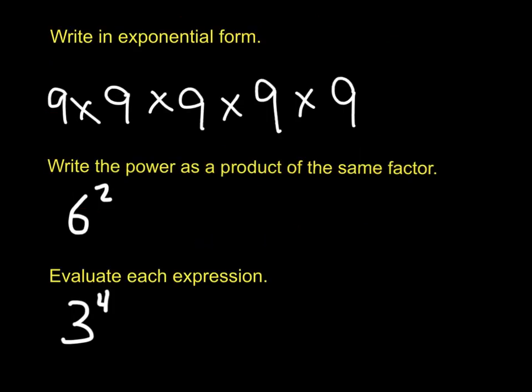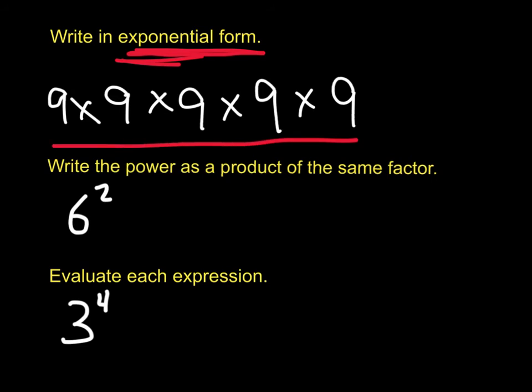Here are the types of problems you're going to see today. If it asks us to write something in exponential form, the base word in there is exponent. So I'm going to use an exponent to write what this equals. In this case, I see that 9 is going to be my base number, and how many of these do I have? 1, 2, 3, 4, 5. So this would be 9 to the 5th power. That's how I would write that.